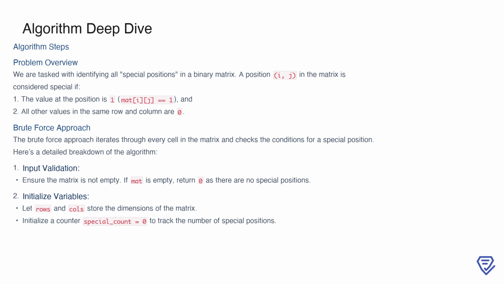One approach to solve this is the brute force method, which systematically checks every cell in the matrix. The algorithm begins with input validation, ensuring the matrix is not empty. If the input matrix is empty, we immediately return 0 because there are no positions to evaluate. Next, we establish the dimensions of the matrix, rows and cols, and initialize a counter, special_count, which will keep track of how many special positions we find. These preparatory steps set the stage for iterating through the matrix and checking the conditions for special positions.